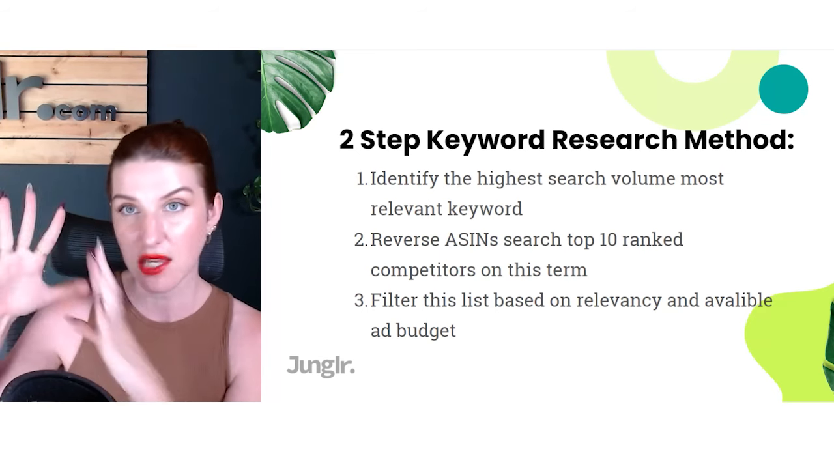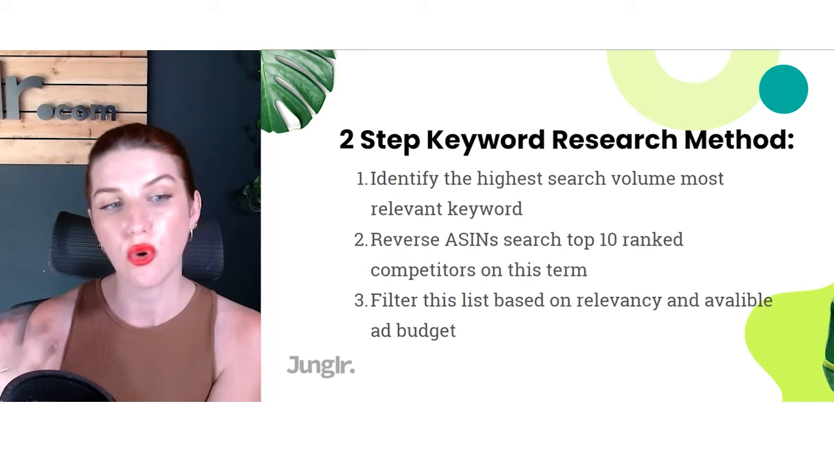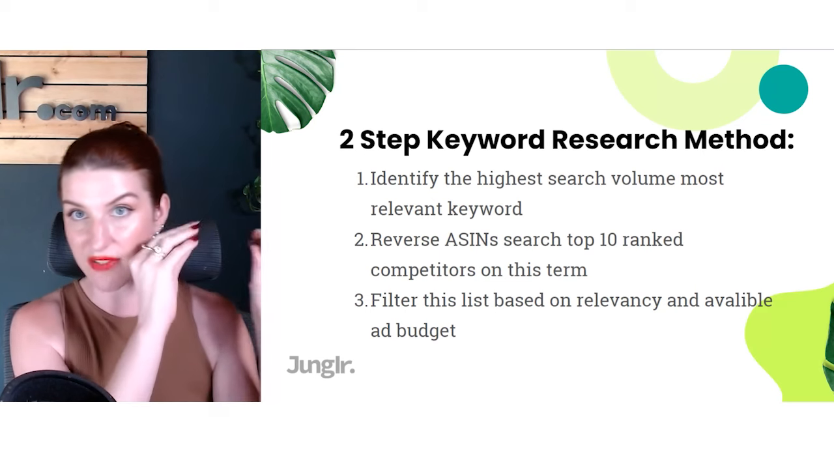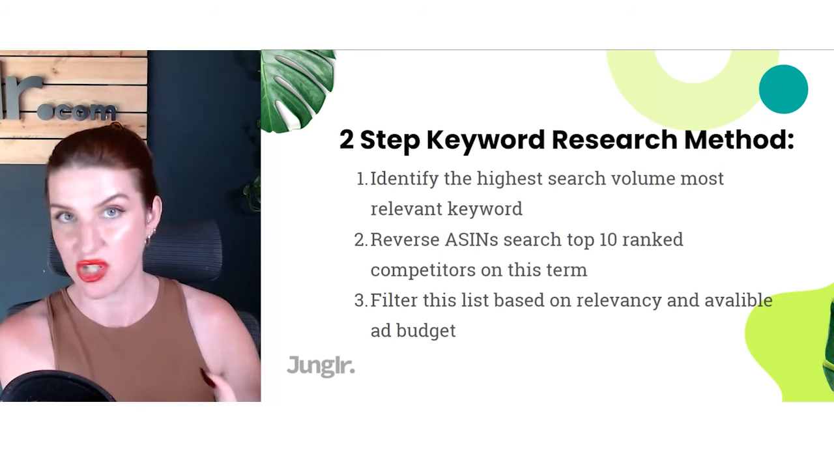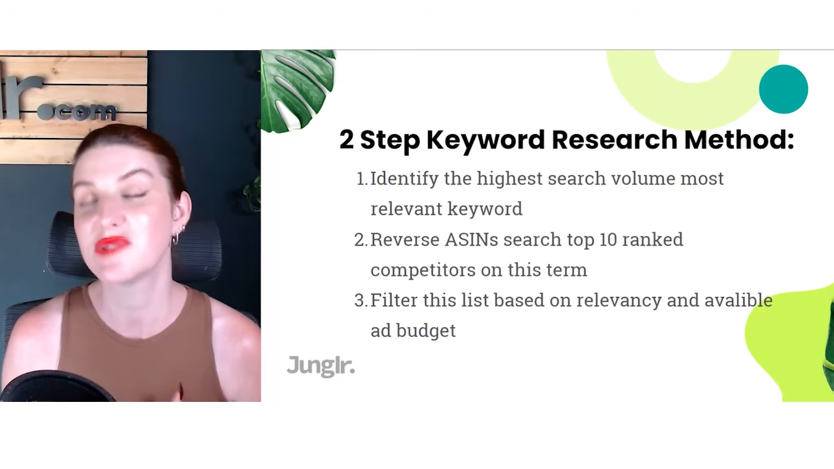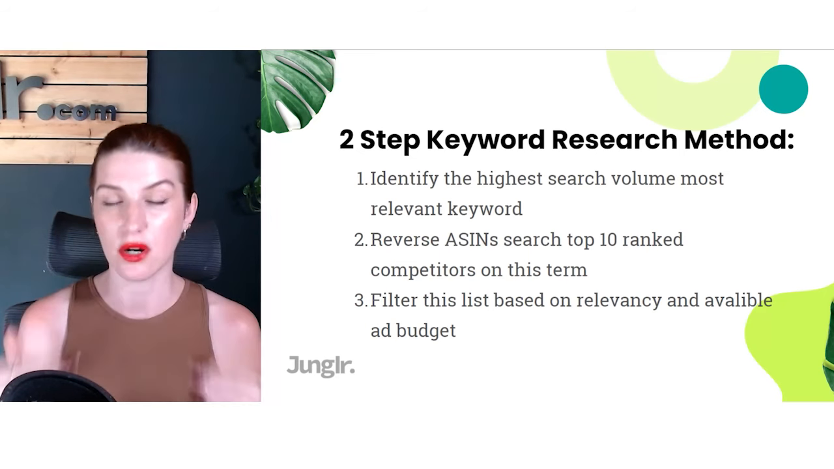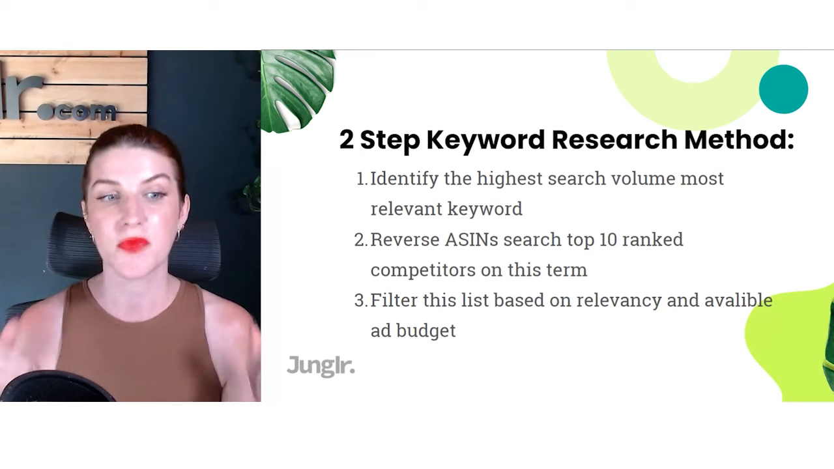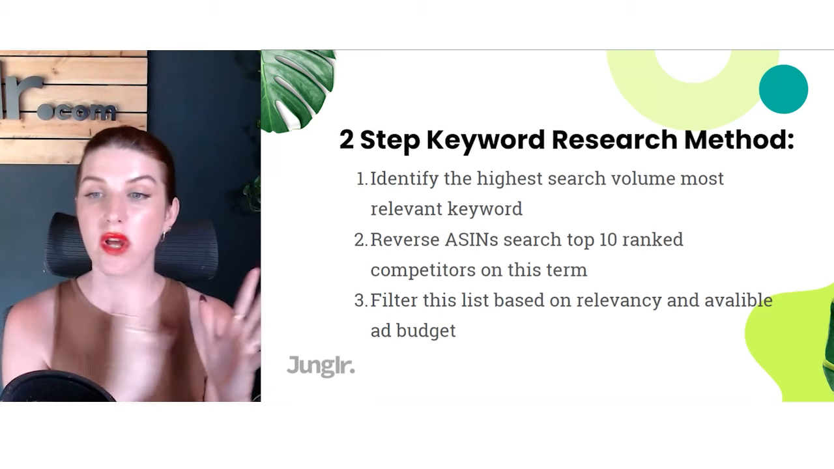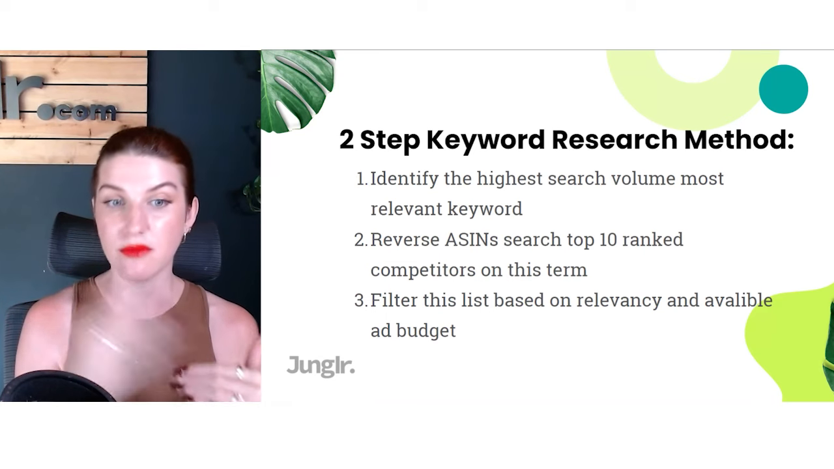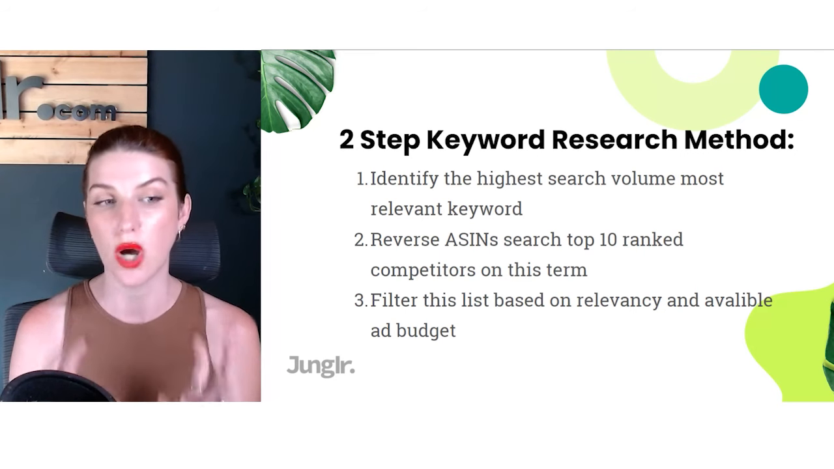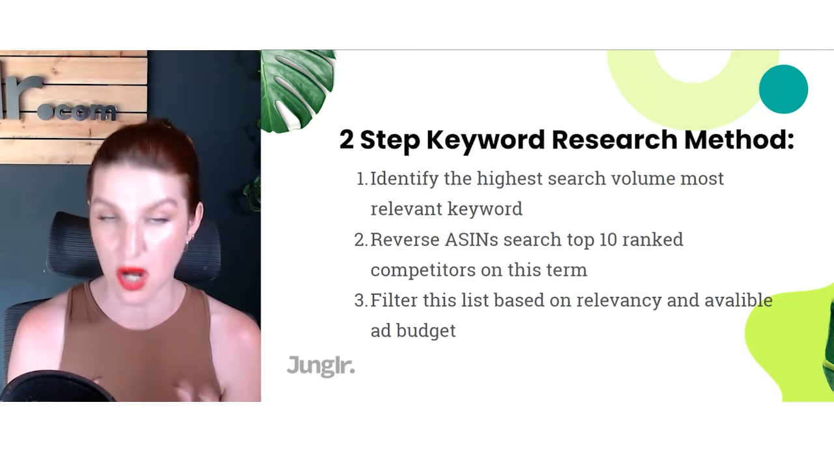From there, we're then taking a look at that specific search page and we're going to pick 10 of our top competitors from that search page. Instead of just finding a random search page and saying, oh, I think these people are competitive to me, we're finding who is ranked highest on our most specific keyword, and then we're building our reverse ASIN search list from there. From there, we're reverse ASIN searching our top 10 competitors, and then we're going to filter that final list. We're filtering that, and that is what we are building our keyword launch list off of.